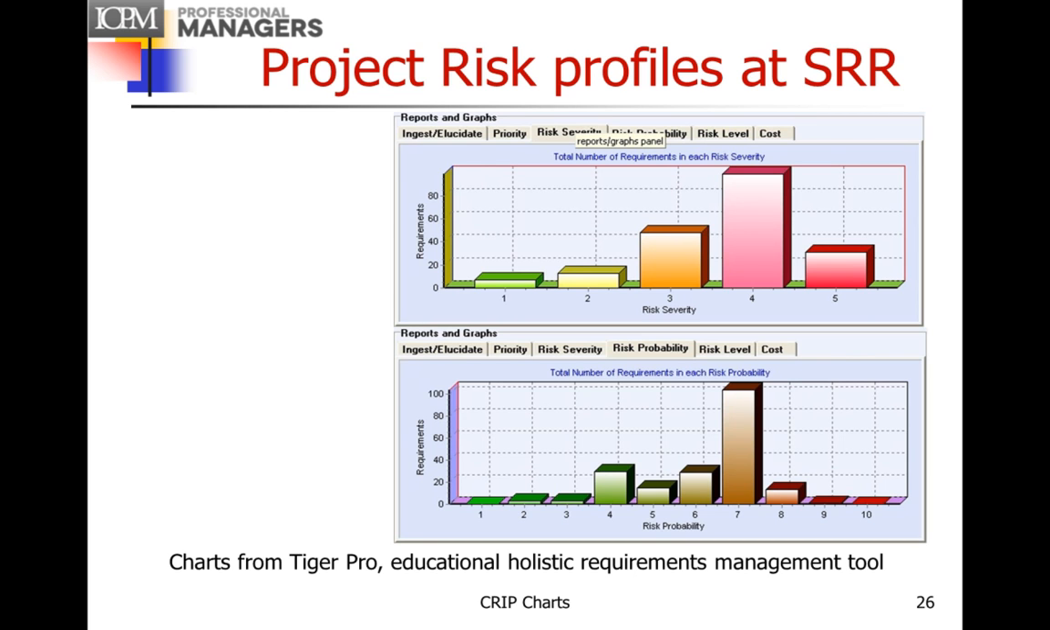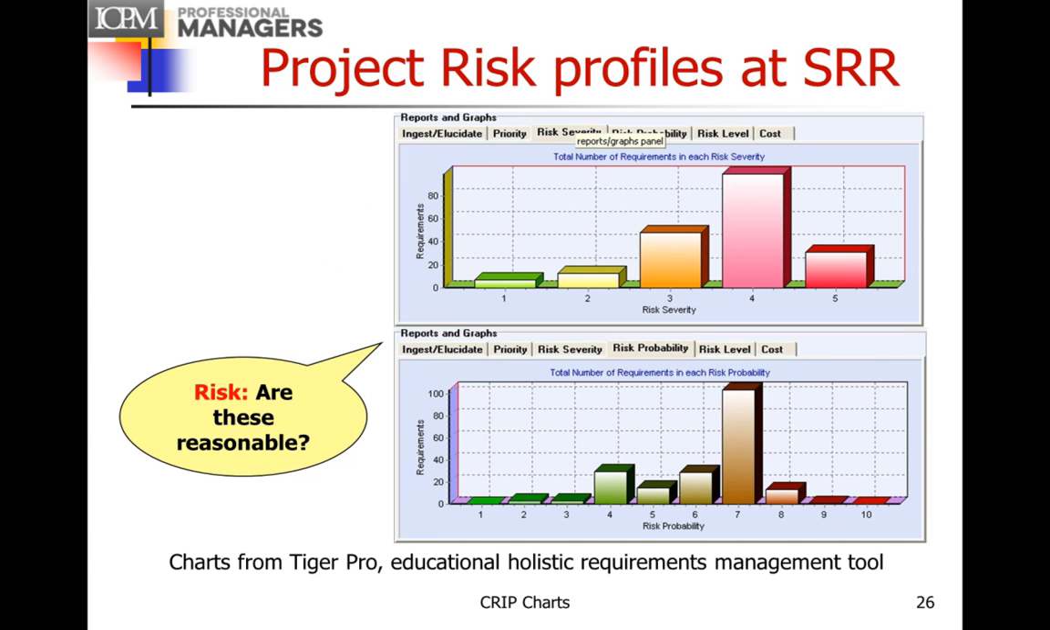And similarly, you can come up with a standard risk profile for a type of project, because most projects are repeats of previous projects. Building an airport, building a bridge, developing an oil field, whatever the complex project is, you can develop a risk profile for it. And then you can compare it to risk profiles for other projects, identify the differences and see if they're worth having. These charts are from Tiger Pro. It's an educational holistic requirements management tool that you can find on my website.